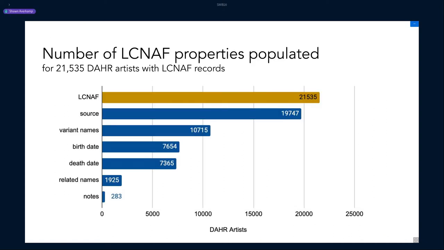So I'm going to show a few stats here. I thought that would be interesting. And after seeing Matt's slides, I think it might be interesting to compare this narrow domain of musical recording artists against that broader landscape of name identifiers. But here we have Library of Congress. So we had 21,000 identifiers. And you can see we got birth and death dates for about 7,500 of those.